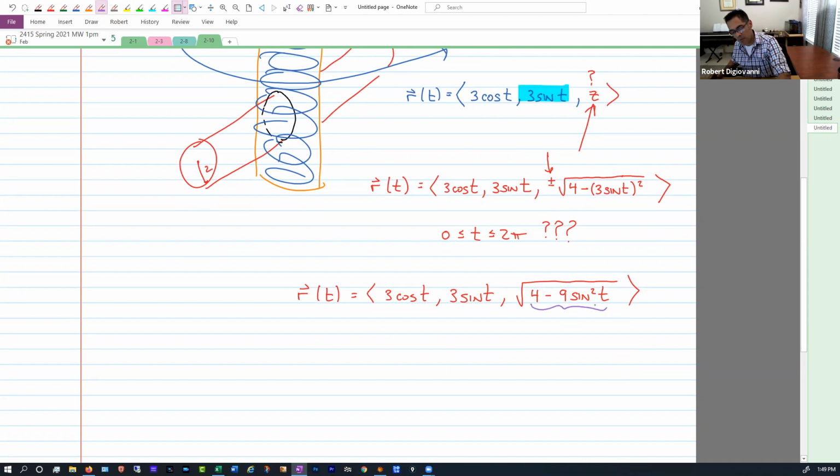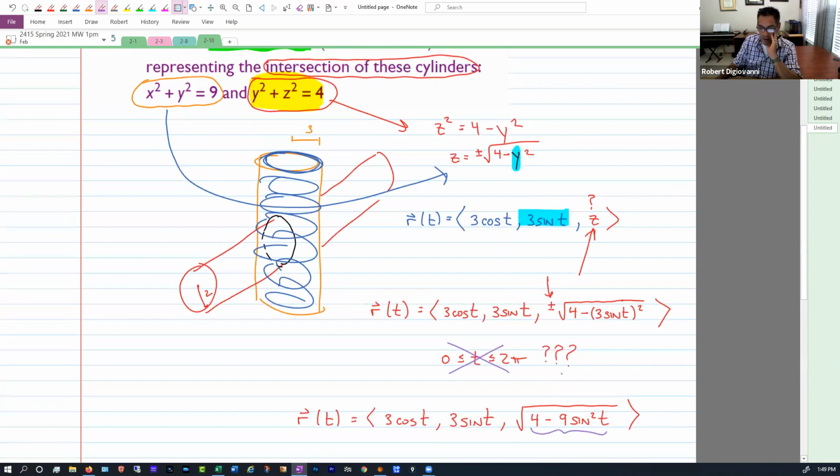You'd have to ask yourself, when is 4 minus 9 sine squared t greater than or equal to 0? So you'd have to solve that. Now, I'm not going to. I'm just trying to stress to you that this domain is not correct. You would have to actually solve this quadratic trigonometric inequality to figure out your restrictions on t. And I don't want us getting bogged down on that right now. So, okay, let's see if we can just back up and figure out what we did here again.